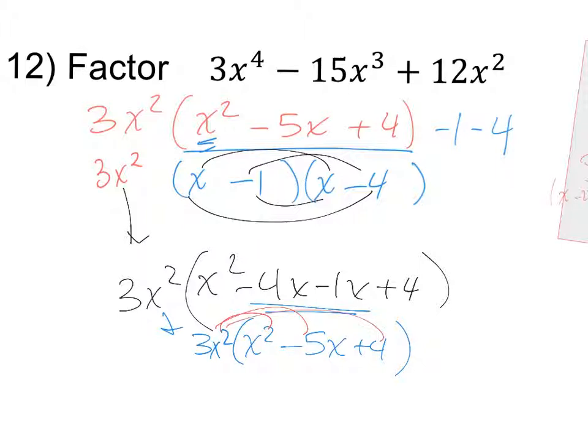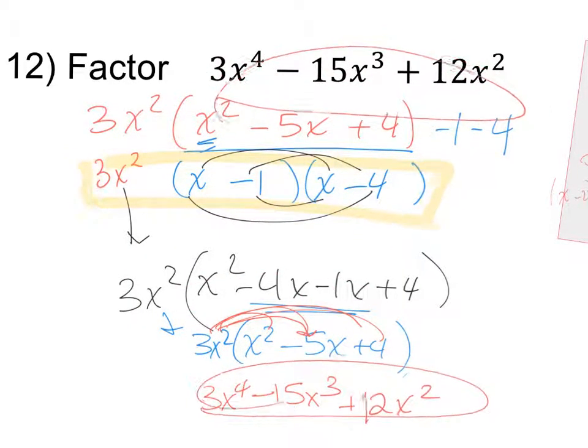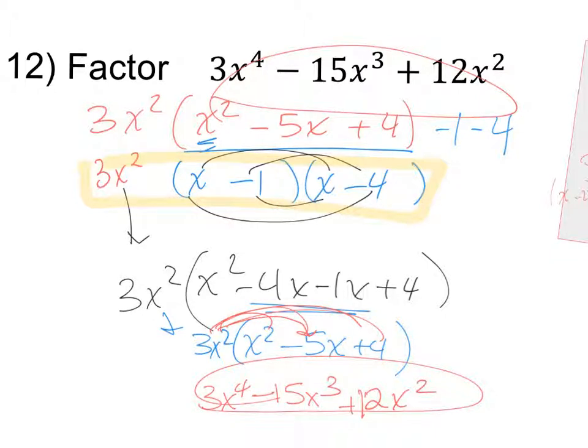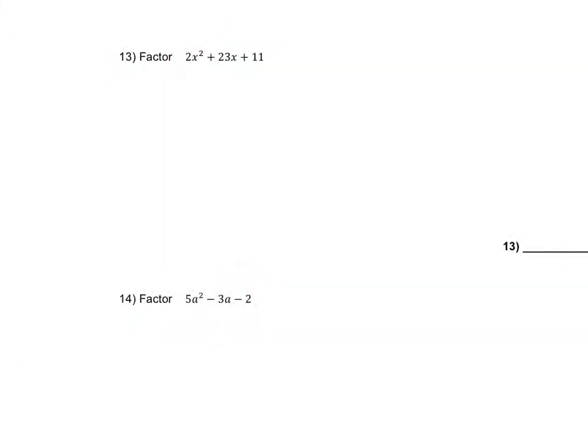When you redistribute that, it would give you 3x to the 4 minus 15x to the 3 plus 12x to the 2, which is the same as what you started with, so you know that this is correct. Your answer is the factored form. So the answer to number 12 would have been the factored out 3x squared and then the 2 parentheses of x minus 1 times x minus 4. That's your answer.